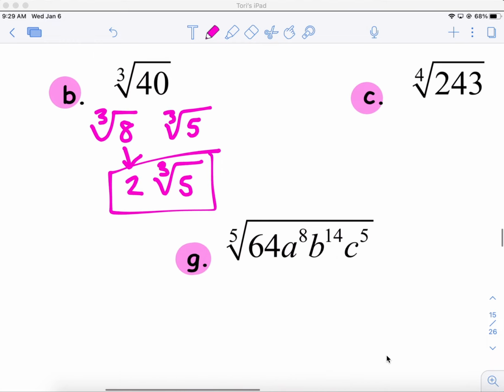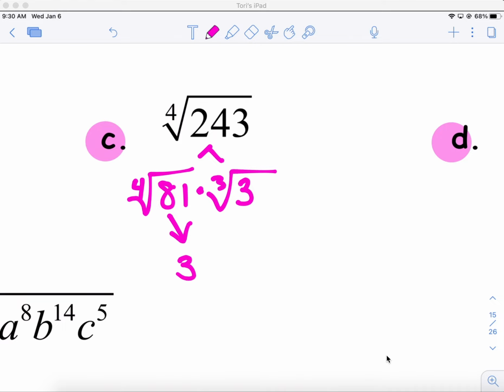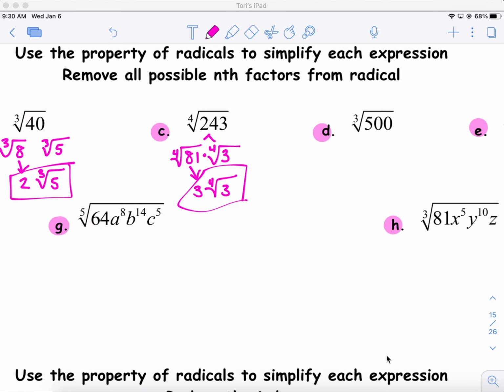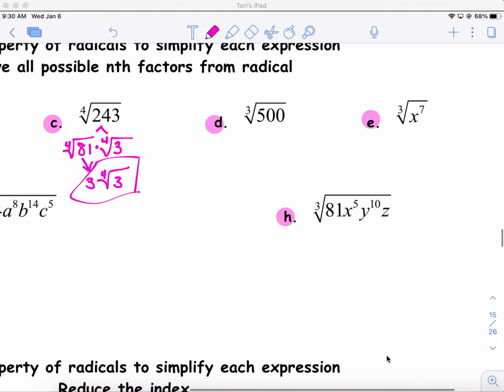It's going to be 3 to the fourth power. So if this gives me 3, then I have 3. Oops, I put a wrong number there, sorry. 3 fourth root of 3. Okay, keep moving across here.